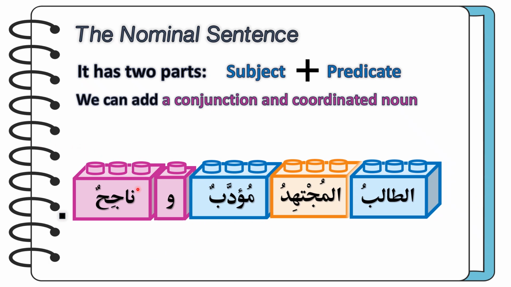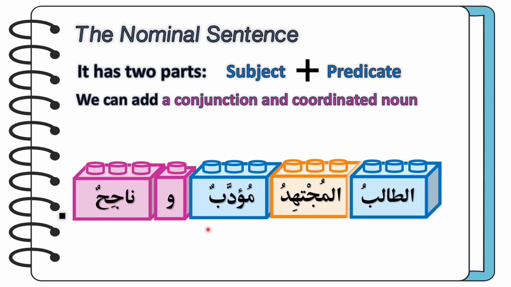Okay, so this here is a conjunction wa, meaning and, with a noun right after it. And I'm actually attaching it to the predicate. So remember, the hardworking student is well behaved, مؤدب وناجح, and successful. So he is well behaved and successful. I'm attaching this noun to the predicate. So when I'm expanding sentences, I need to focus on the relationship between sentences and then the grammatical case.